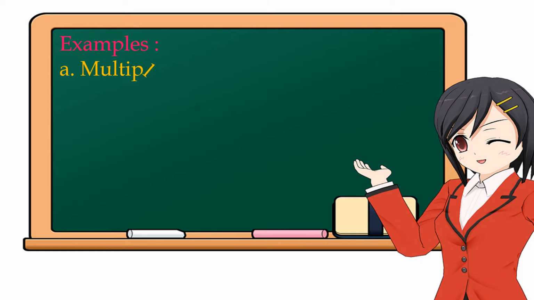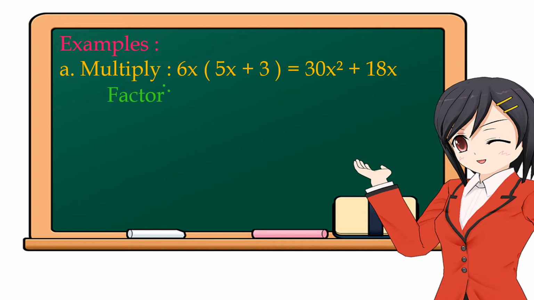When we multiply 6x to the quantity 5x plus 3, it will give us an answer of 30x squared plus 18x. When we want to get the factor of 30x squared plus 18x, it will give us an answer of 6x times the quantity 5x plus 3. Another one.